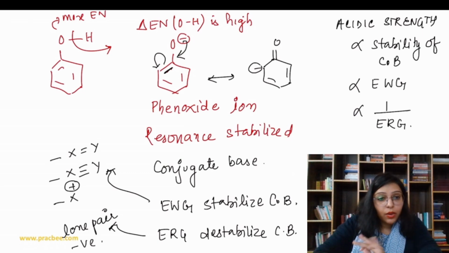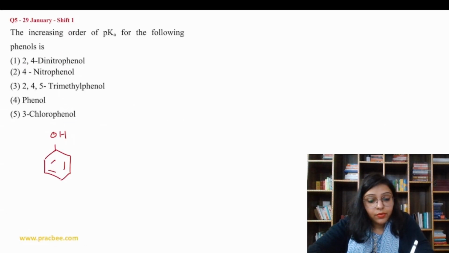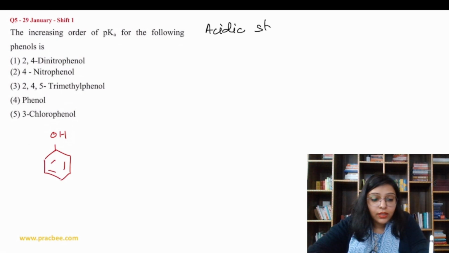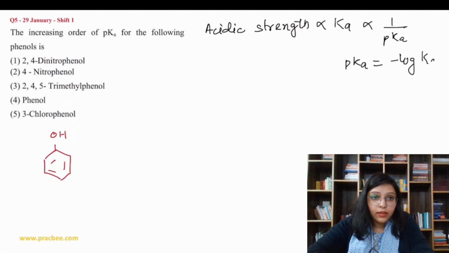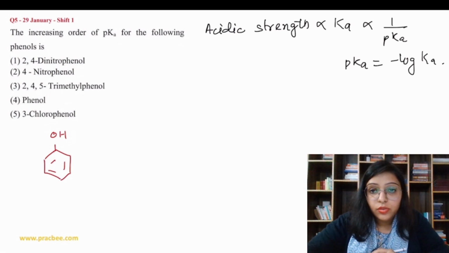Understood? Okay, now we have to apply this concept only. So see, we have to find out the pK value. Acidic strength is directly proportional to Ka and inversely proportional to pK. Why? What is pK? pK is equal to minus log of Ka. So first we have to find out Ka. First we have to find out the acidic strength.